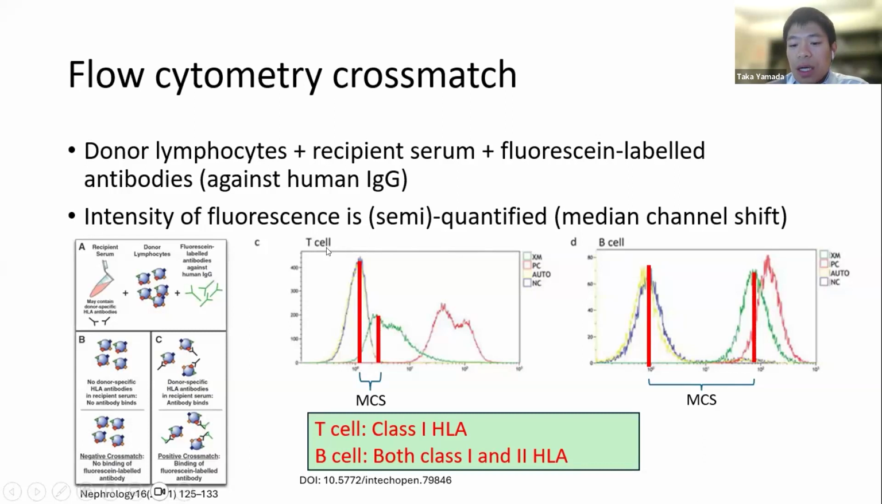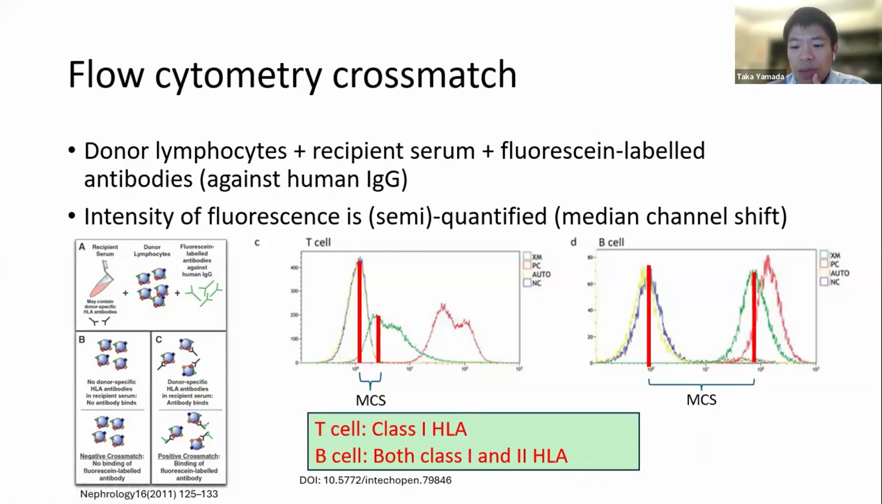Then next we add fluorescent labeled antibodies against human IgG. Then the intensity of the fluorescence peak subtracted by the negative control is semi-quantified as median channel shift, MCS.